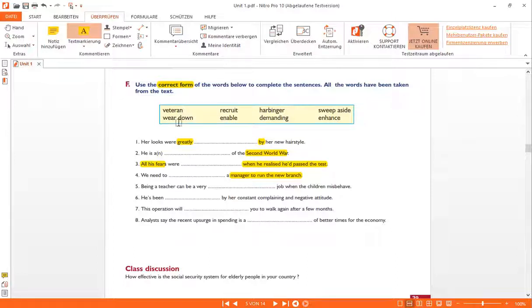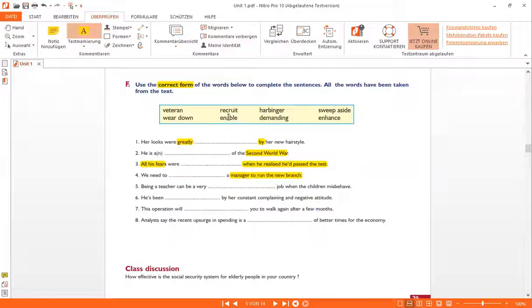Veteran is not a verb. Wear down is a verb, so we can try that. Her looks were greatly worn down by her new hairstyle. It doesn't really make sense. Grammatically, it fits, but it doesn't make sense. Whose looks are ever worn down by a new hairstyle? That doesn't make sense. Recruit is also a verb, or it could be a noun, a recruit. We never know, so we will assume it's a verb and then try it out there. Her looks were greatly recruited by her new hairstyle. Obviously not, so we cross it out.